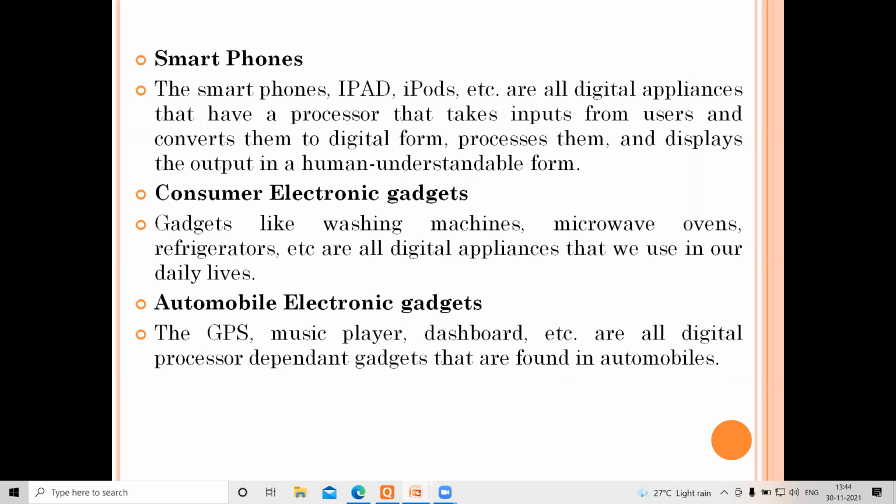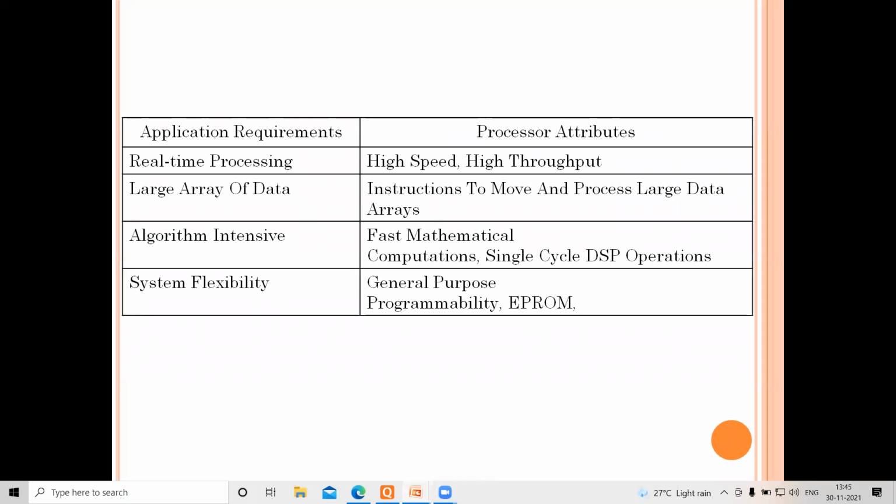Then next, you all are using smartphones. Probably most of your applications are in your smartphone. Your antenna, for example, and the signals from your antenna play a very, very important role. Smartphones, iPads, iPods, etc. are all digital appliances that have a processor that takes input from the user, converts it into digital form, processes it, and displays it in a human understandable form. Then you have other electronic gadgets also, and automatic electronic gadgets. I'll not get into this.